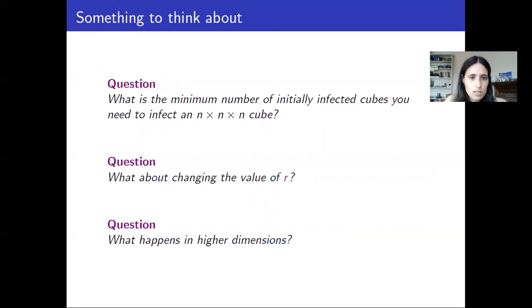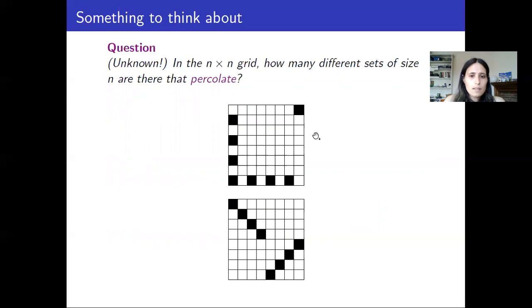And just one final question. We determined that the minimum number of squares that needed to be infected to percolate in the grid was n. But what is actually not known is how many different sets of size n there are in this grid that percolate. We saw that if you just take the diagonal, that's a set that percolates, but there are many different ways to do this. Here I've got two more examples of sets of size n that percolate in the n by n grid. And it's an interesting question to ask, how many ways are there of doing this?